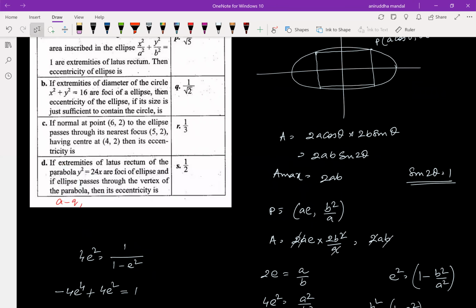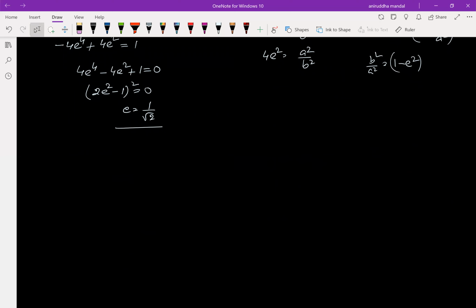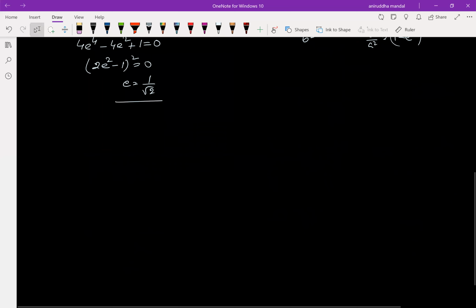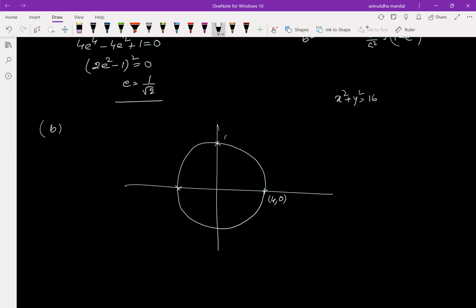if the extremities of the diameter of a circle x square plus y square equal to 16 are the foci of the ellipse. So let me draw. So for the second portion, so let's say this is portion A. Okay, so the portion B. So let's say this is the circle. Okay, so this circle is given as x square plus y square equal to 16. So this is 4 comma 0 and minus 4 comma 0, and this is 0 comma 4.